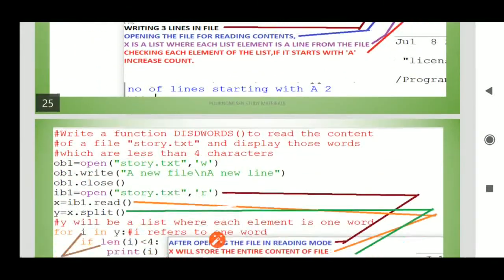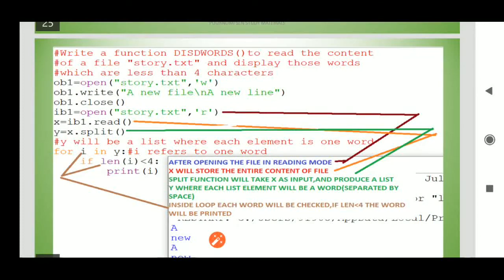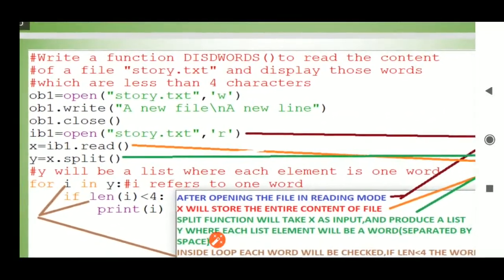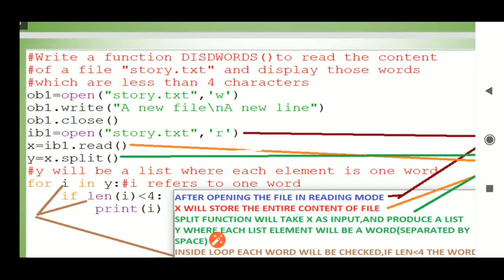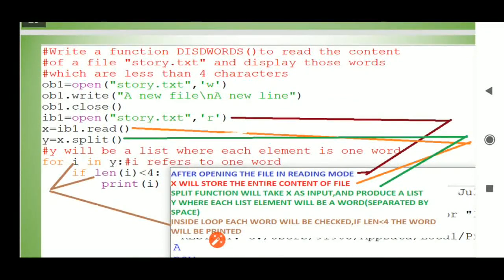So let's solve this question here. First we have written the question again: write a function disp words. Sorry, it's not dist words, it will be disp words. Please remember, if any name of a function is mentioned, you have to use that name only. The function should read the content of a file and display those words which are less than 4 characters. So first of all, you have to define the function, and inside it, you have to write ob1, the entire content you have to put inside the function.